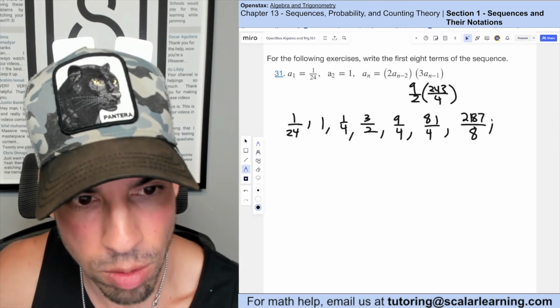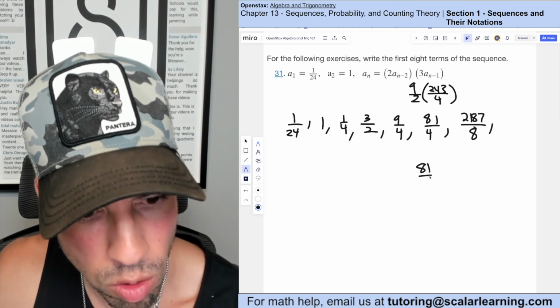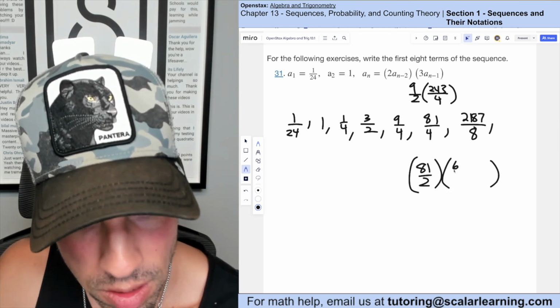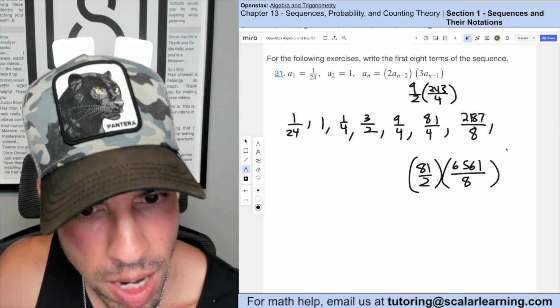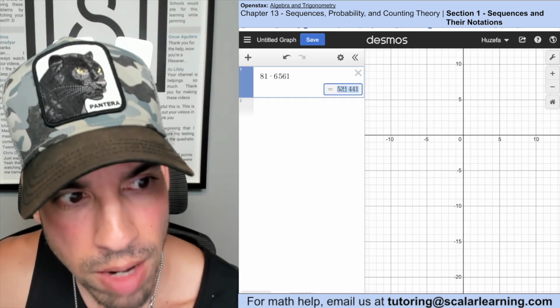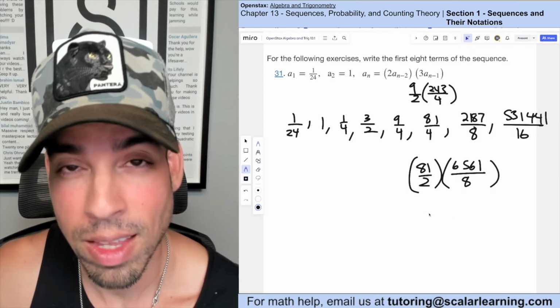All right, last but not least, I think we're going to get a big number here. We got 2 times this one, which is 81 over 2, times 3 times this one, which is 6,561 over 8. So on the bottom, we're going to have 16. On the top, we got to multiply these out. And we get 531,441. And those are the first 8 terms. That's how you do it.